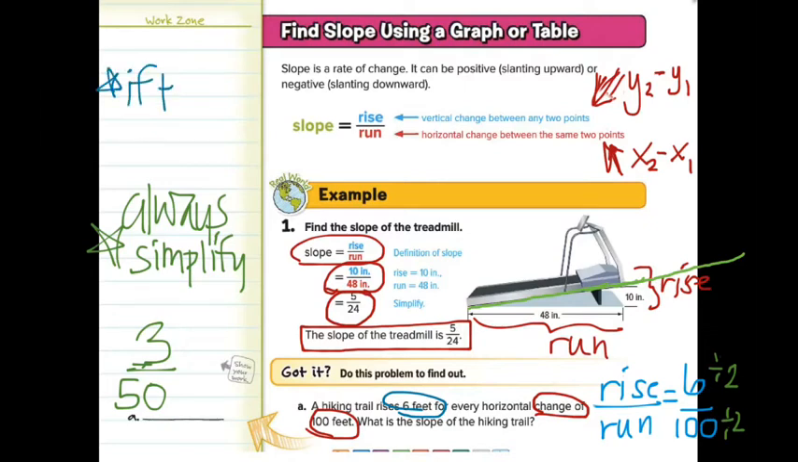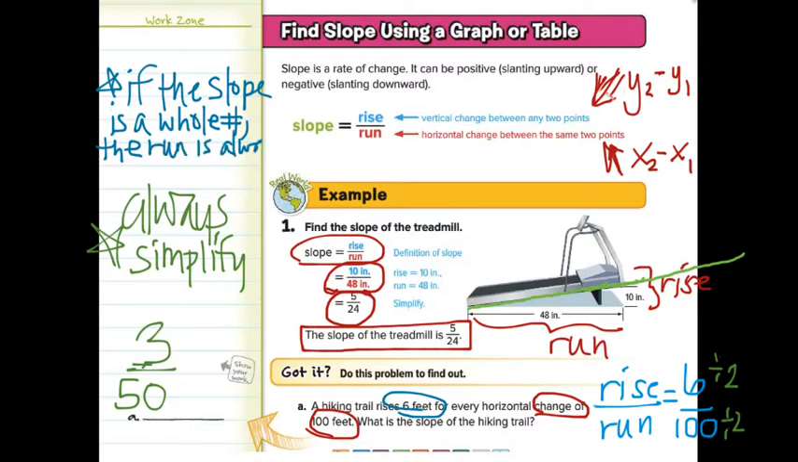So if the slope is a whole number, okay, so if the slope is a whole number, the run is always 1. Okay, if you need an example of that, if the slope is 4, you would rewrite it as 4 over 1, the rise would be 4, the run would be 1.